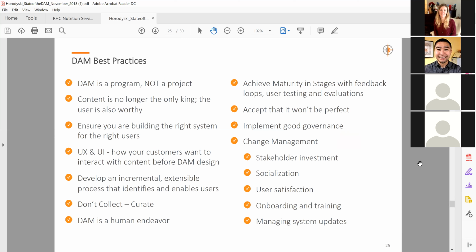The second one is content is no longer the king. The user is always worthy. Now, there's a very well-known expression, content is king, and I do believe that. Content is a great thing, but I do believe that the users are an incredibly important part of the kingdom. And if you don't talk to your users, you're going to get it wrong. So again, content's great, but you better go talk to the people because they have a very big say in this, and make sure they're being talked to and understood.